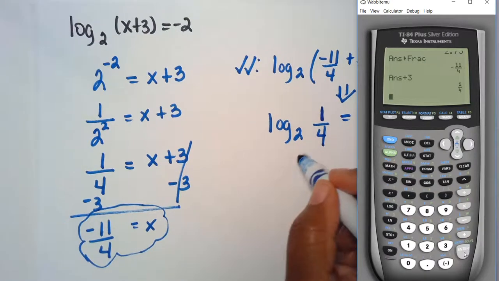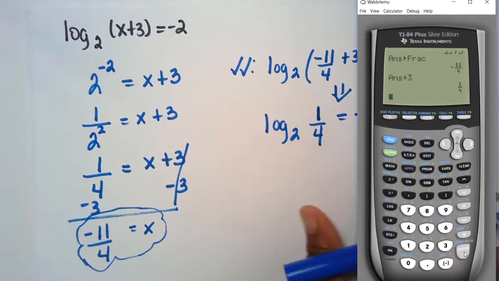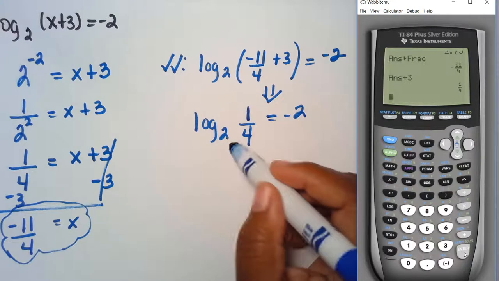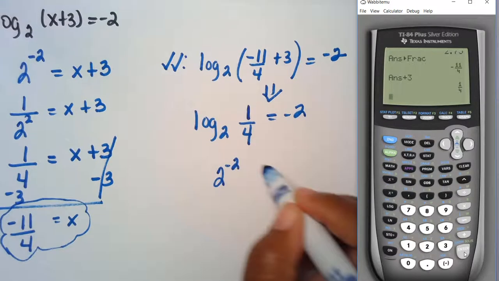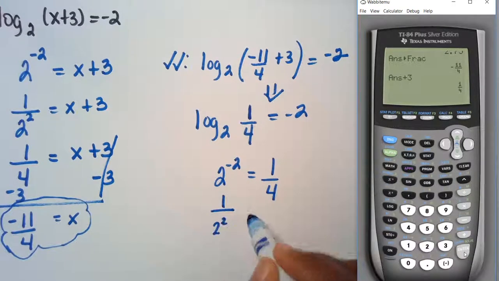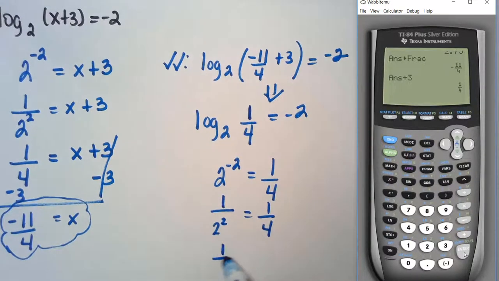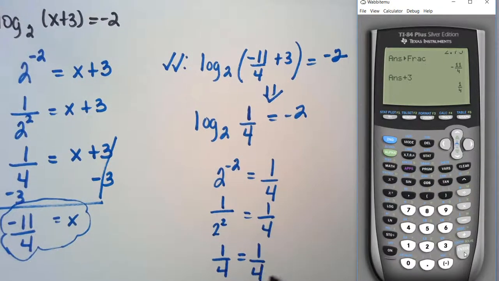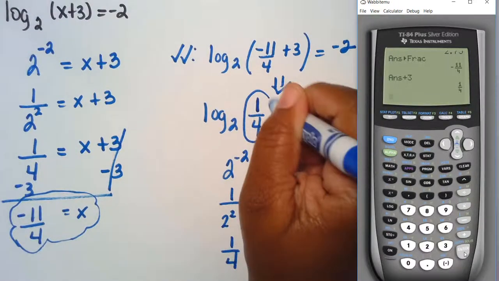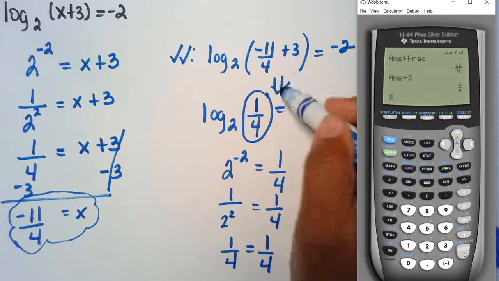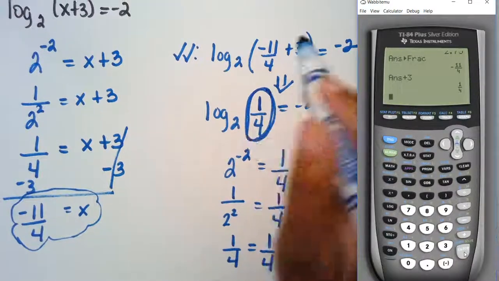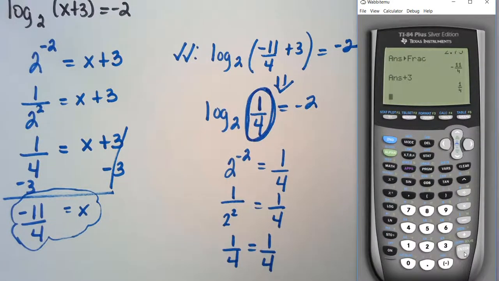So we can continue checking, write this in exponential form. Oh, sorry about that, I have the calculator in the way. Write this in exponential form: 2 to the negative 2 power equals 1/4. And we know what 2 to the negative 2 will result in. And we have 1/4 as our solution. Whenever we substitute, yes, we can have a negative answer, but if this part that I have circled is still negative, then there is no solution. It's negative or 0.